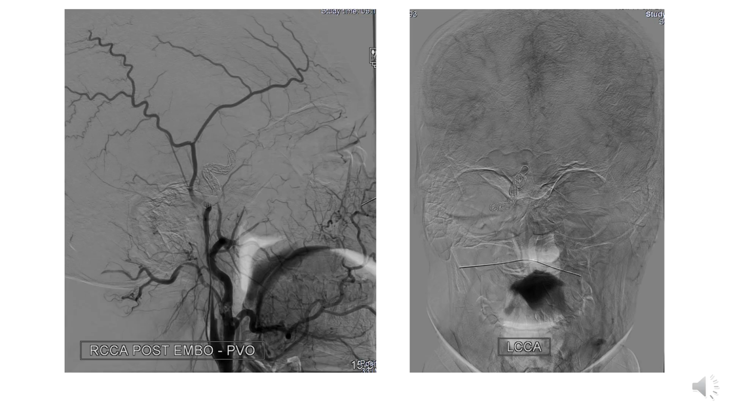This is the RCCA post-embolization injection, showing the complete disappearance of the blush of the tumor. We can only see the external carotid artery branches, and just the tiniest stem of the ICA is seen below till this point. This is a left common carotid artery mid-phase injection. In the anteroposterior view, we can see very good perfusion of the right hemisphere across the ACOM, almost at the same time without any significant delay compared to the left.